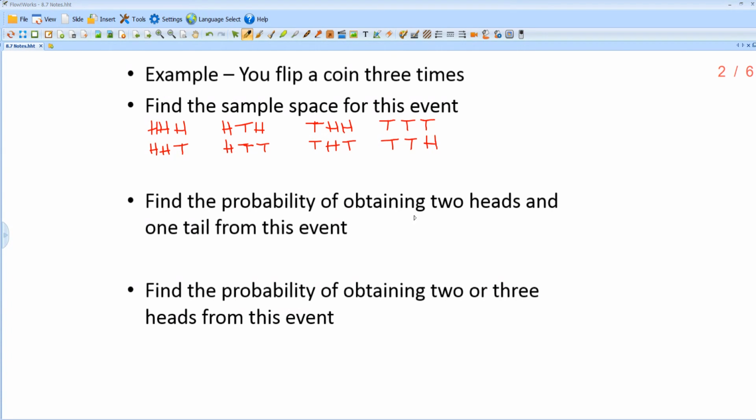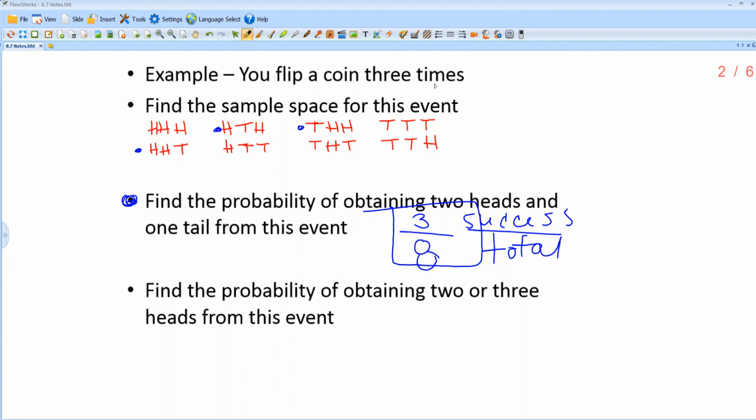So now if I ask for the probability of attaining 2 heads and 1 tail from this event, I'll switch this to blue. So we're looking for 2 heads. That happens here, here, and here. So it's a total number of 3 successes, 3 times when I was successful in getting 2 heads, out of a total possibility of 8. There were 8 options. So again, this is 3 success over total. So 3/8.